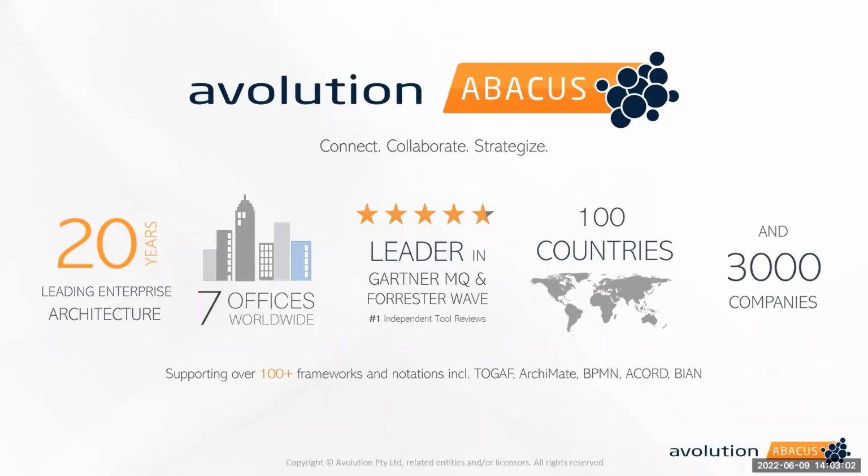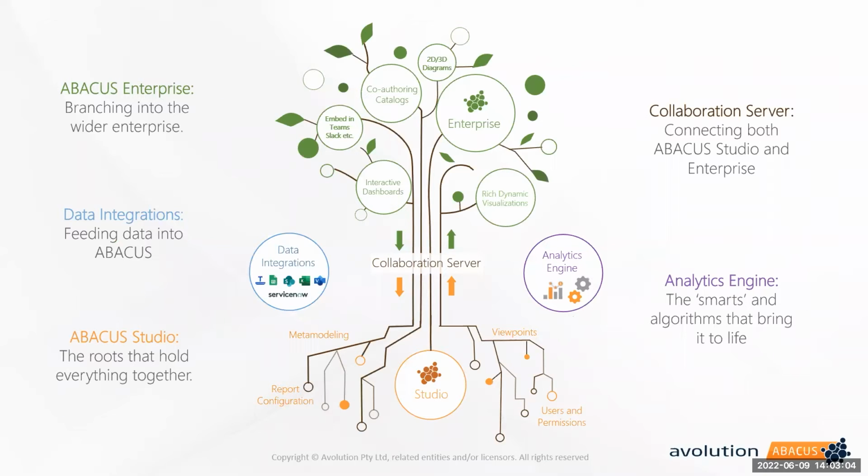Now, talking about EA tools, just a little bit of terminology to explain potentially from what you may hear today, and hopefully will give you a bit of an understanding of when you hear this. Abacus really is made up of 2 fully integrated platforms. So it's Abacus Studio and Abacus Enterprise. Now these are connected via a collaboration server and run off the same centralized repository. So the idea being that you create a single version of truth throughout the product.